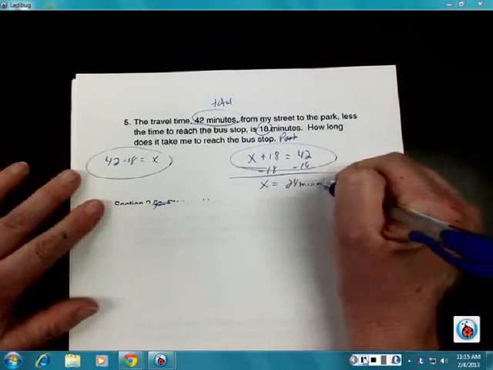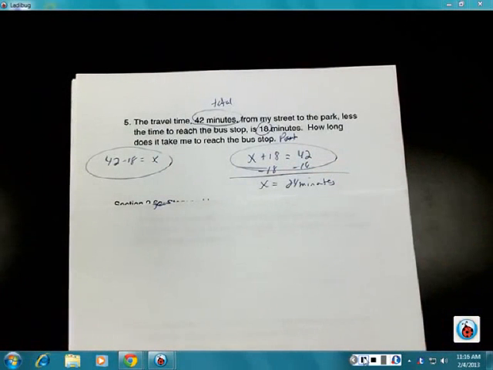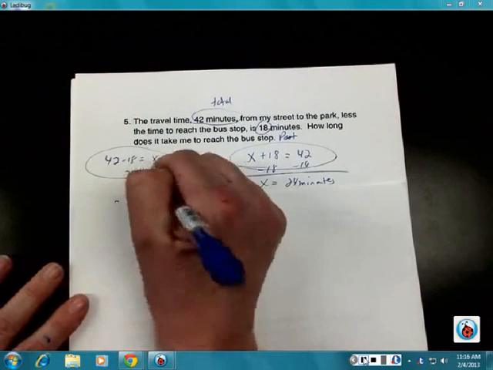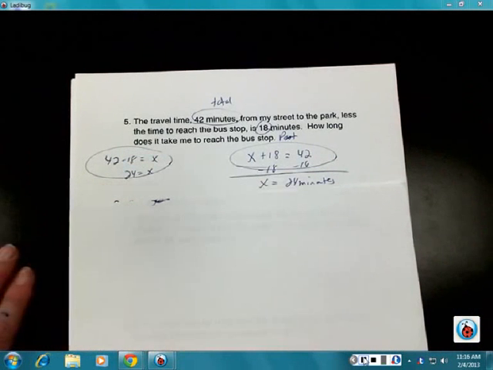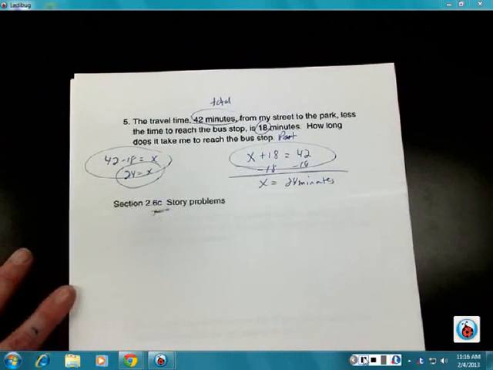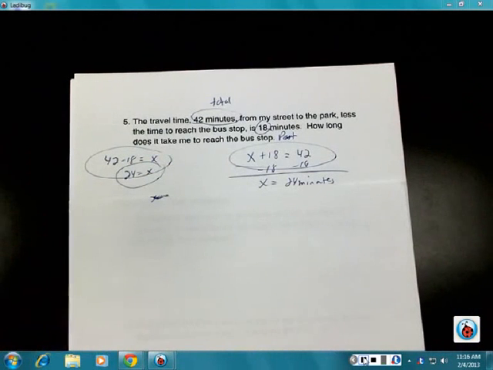Now, could I have figured the right answer out with my equation? Yeah, because 42 minus 18 is still 24. So you still would have had it if you worked it out that way. Okay. Now, I'm going to give you some time to work on these, so then I can wander around and help you with them. All right, good.